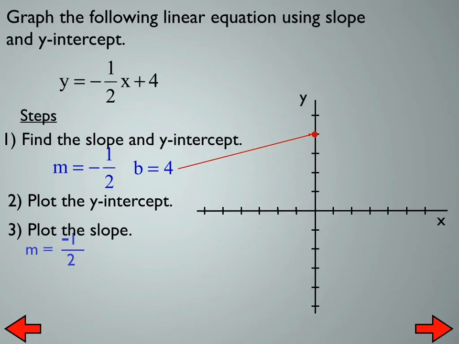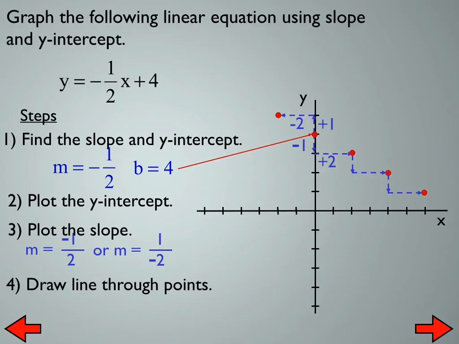So then we plot the slope. I went down 1, right 2. You could have gone up 1, left 2. But you need to do that again, whatever you do. And I'm putting up a lot more ordered pairs than I actually need to. But then we need to make sure our line covers the entire coordinate plane. And we have arrows at the end of it. Okay? Any questions there?